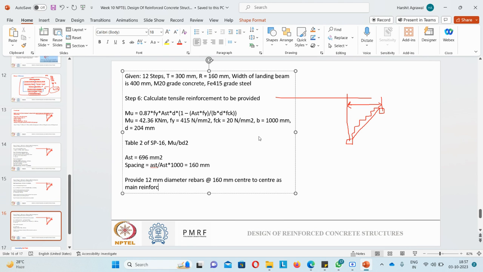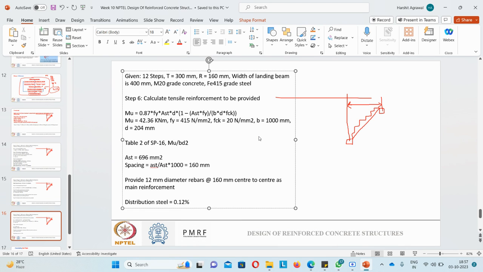Okay, so this is how we design for tensile reinforcement. And what about distribution steel? Since this is a one-way slab, we need to also provide distribution steel. So what is distribution steel? The minimum reinforcement, which is nothing but 0.12% of BD.